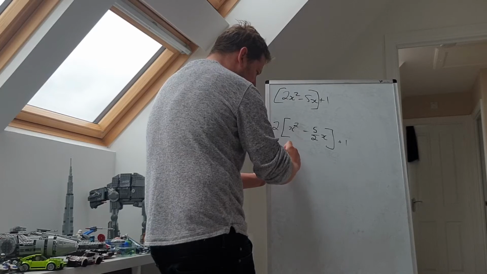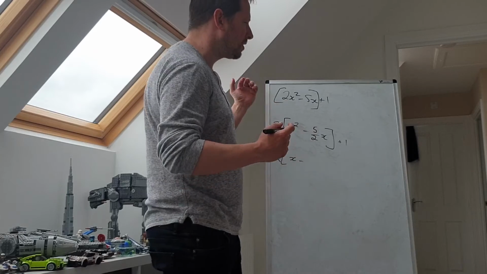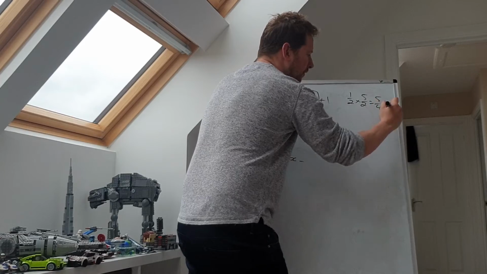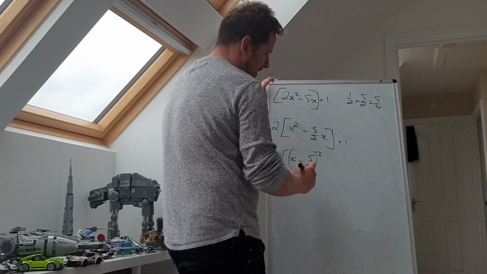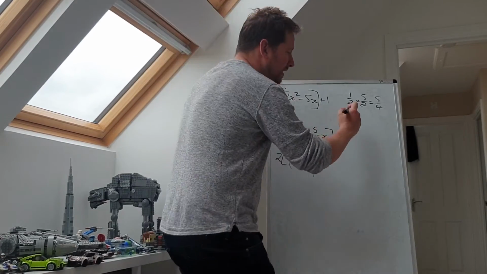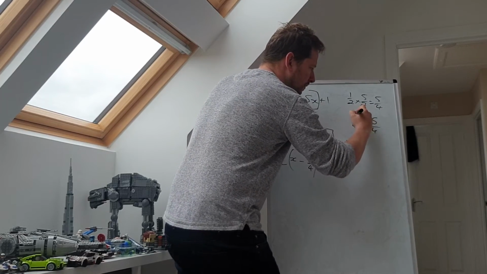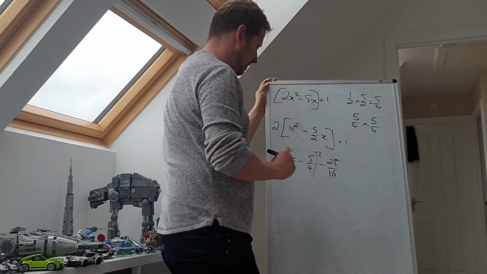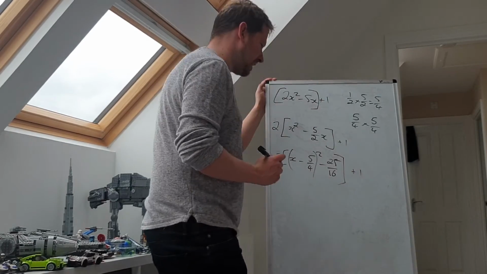So it's going to be 2 lots of, then we've got to do half of 5 over 2, and if you can't do that in your head, just do a half times by 5 over 2, which gives us 5 over 4. So x minus 5 over 4 squared, and then we've got to square this and take it away. So 5 over 4 squared means 5 over 4 times by 5 over 4. That's going to be 25 over 16. And I'm going to put that plus 1 on the end.